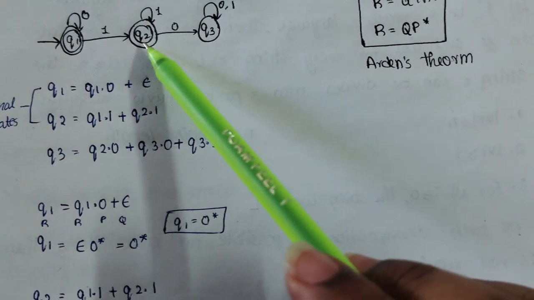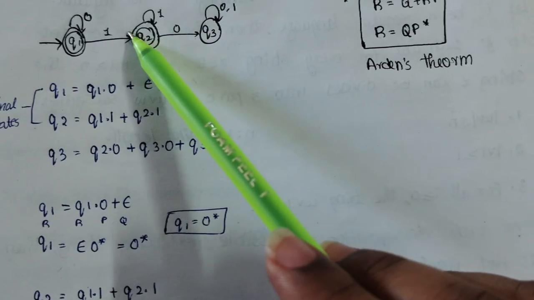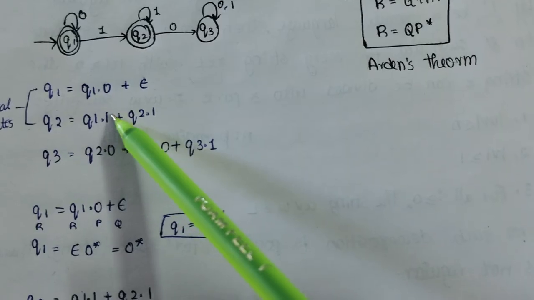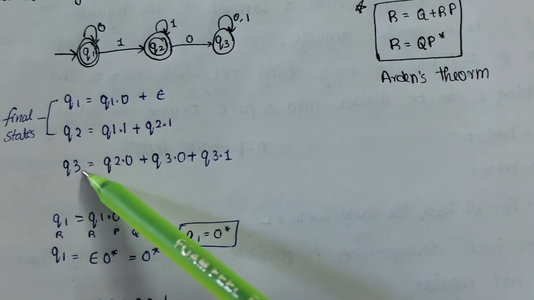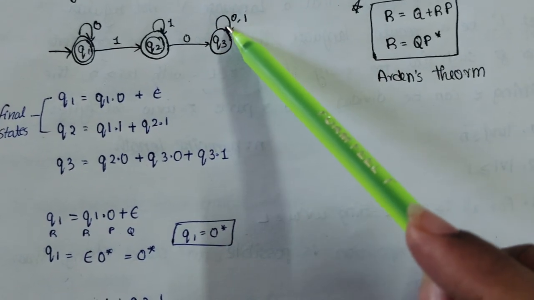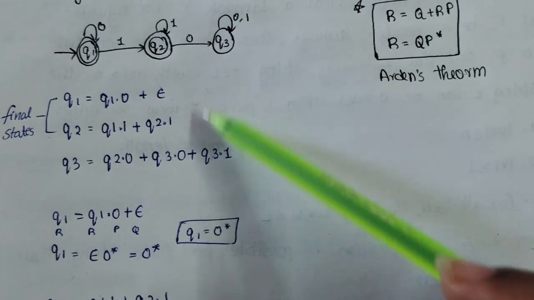Now Q2. What are the incoming states of Q2? This is one arrow and this is one arrow: Q1.1 and Q2.1. So Q2 = Q1.1 + Q2.1. Now let us go to Q3. What are the incoming states of Q3? This and these both. So Q3 = Q2.0 + Q3.0 + Q3.1.